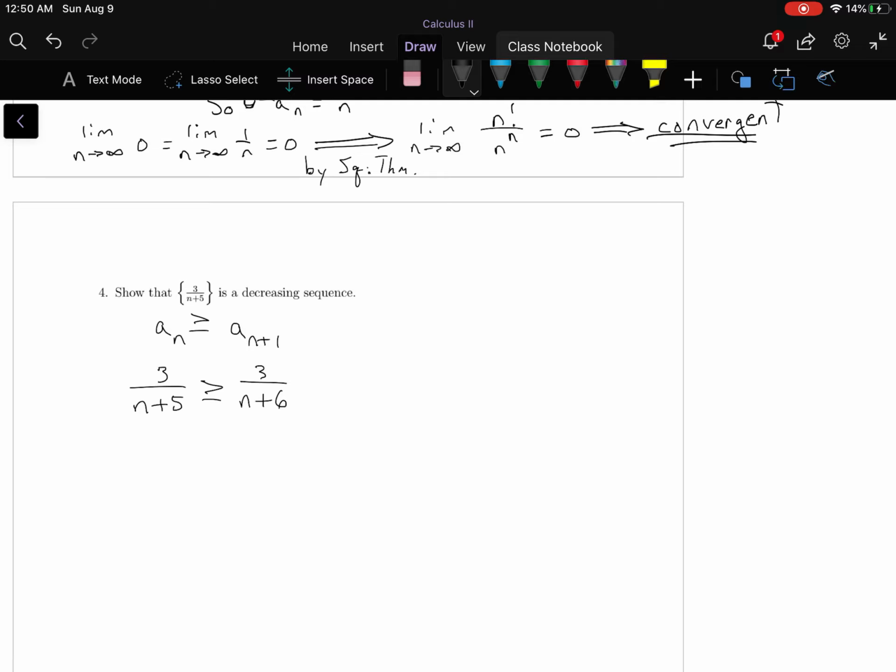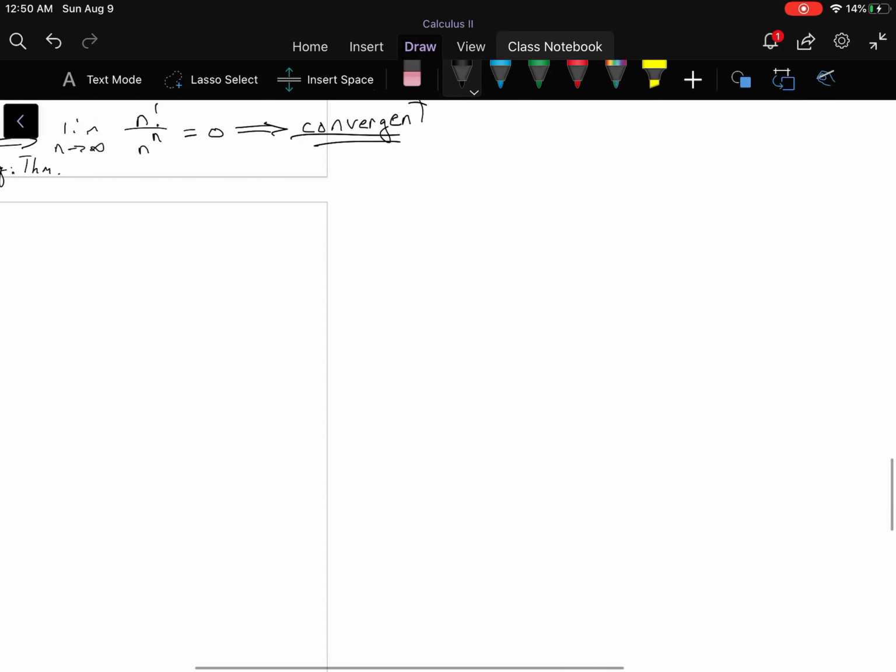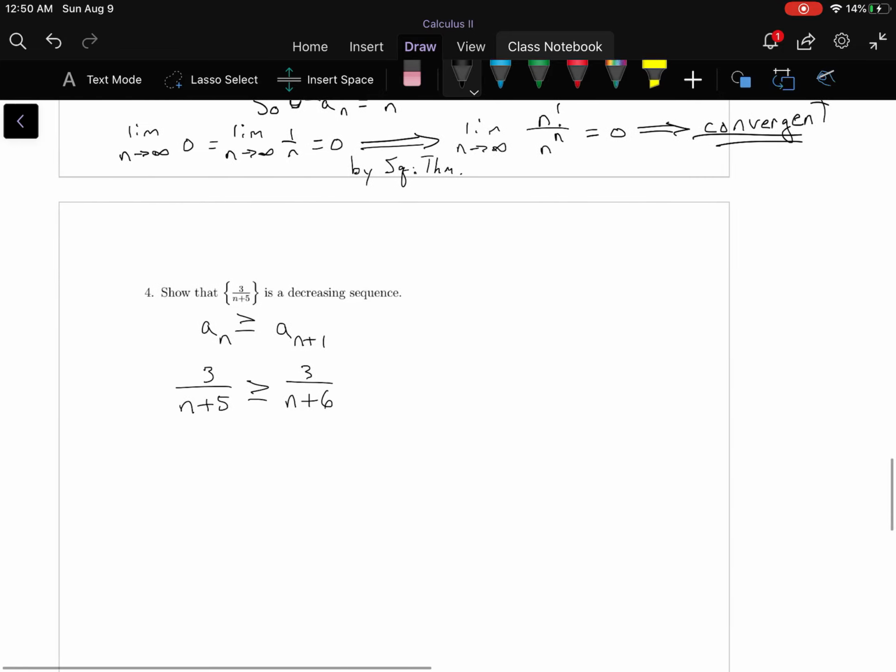And so now I can simplify or manipulate, and I see that I could multiply n plus 5 to the right and n plus 6 to the left, and I get 3n plus 18 is greater than or equal to 3n plus 15. And if I subtract the 3n's and the 15, I've got 3 is greater than or equal to 0, which is true. And so that shows that it is decreasing.